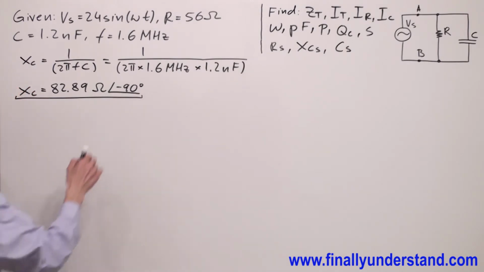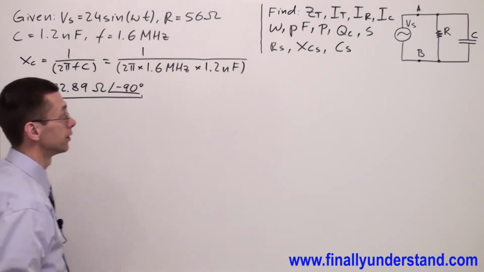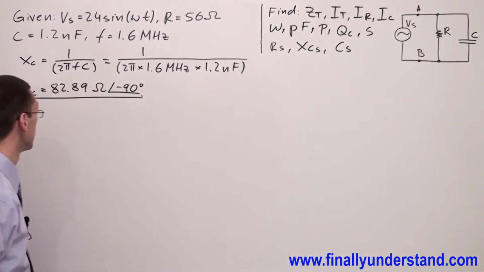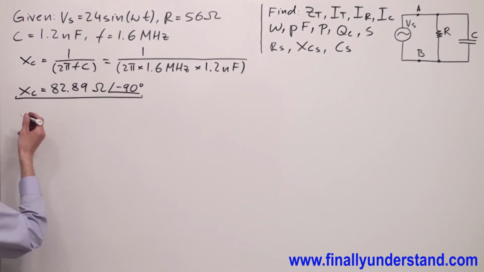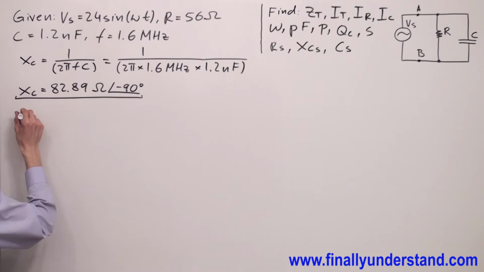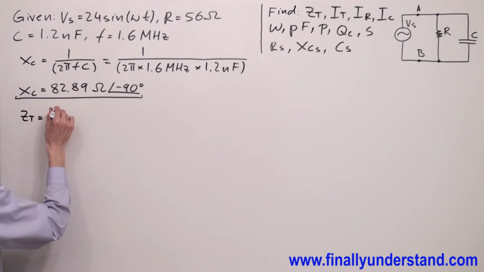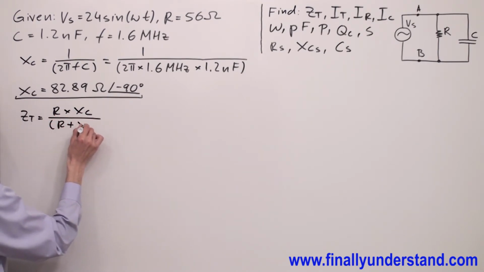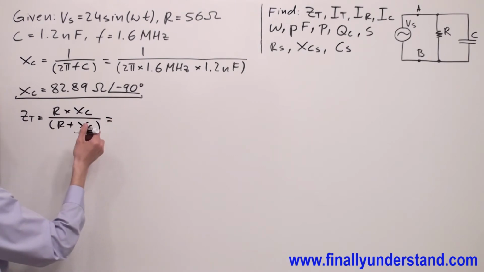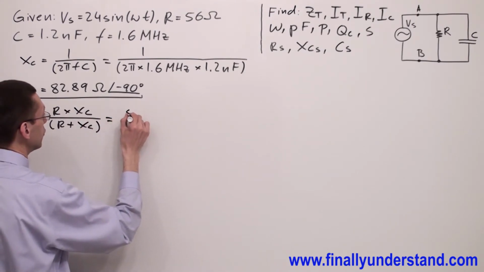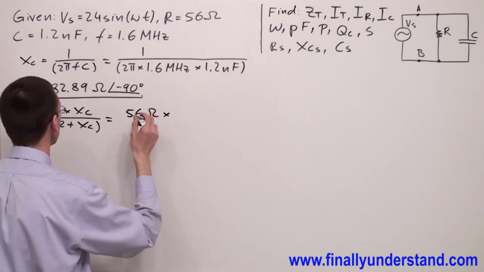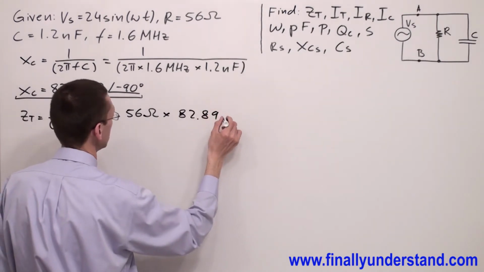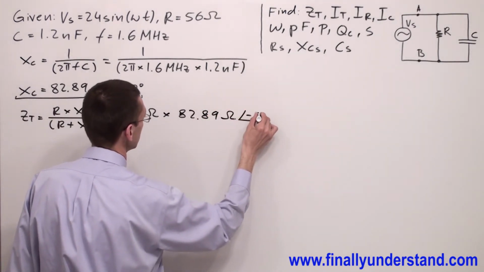Now, because we have resistance given and we have two components connected in parallel, we can use the formula called the product over the sum. So I have Z total is equal to R times X of C over R plus X of C, which is equal to R, 56 ohms, times X of C, which is equal to 82.89 ohms and angle of negative 90 degrees.